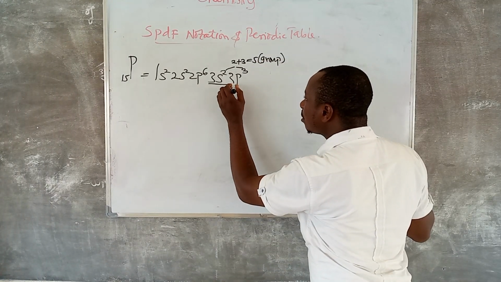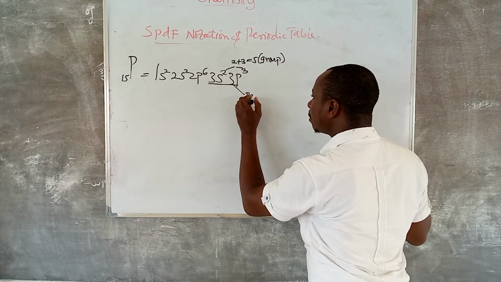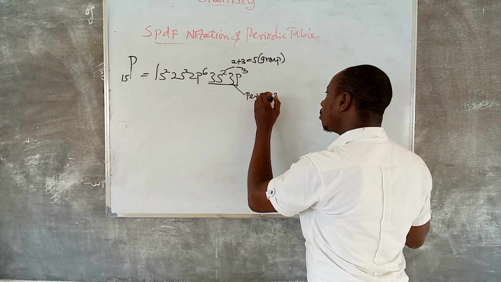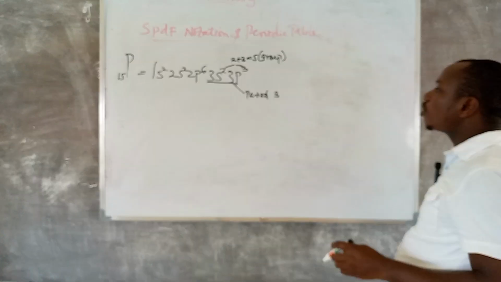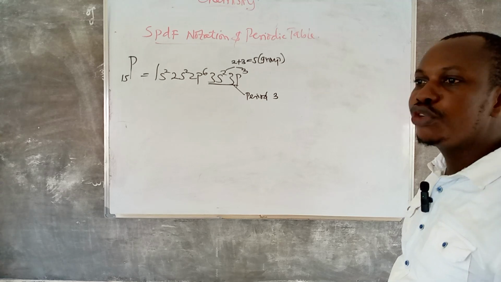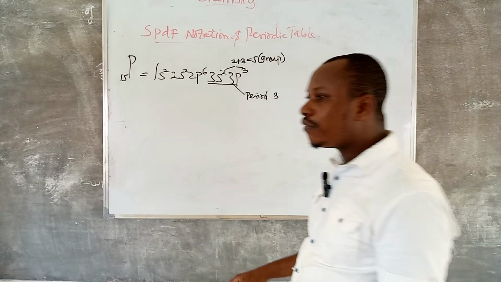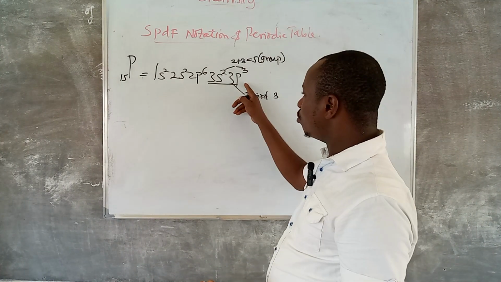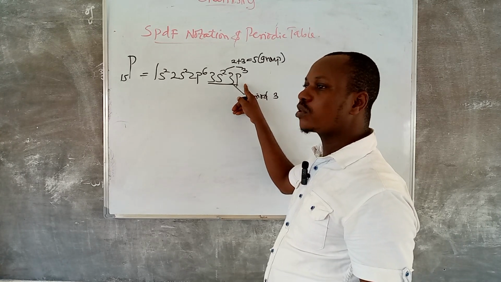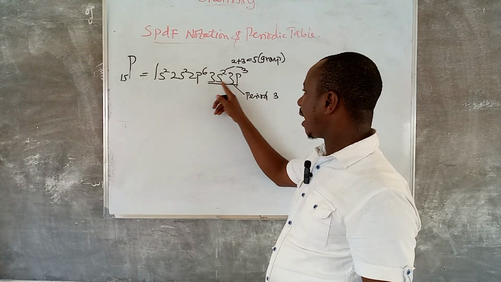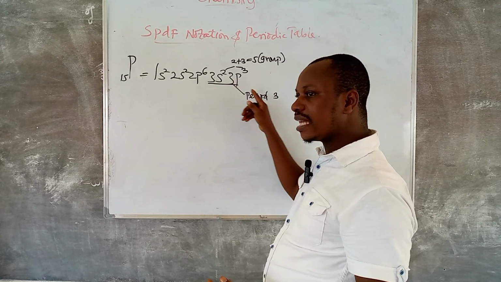And the period, I am taking only this one as the period. Period 3. That is to say that phosphorus belongs to group 5, period 3. Don't forget, I took the last two because they have something in common. Here is 3 and here is 3. That is why I'm taking the last two.